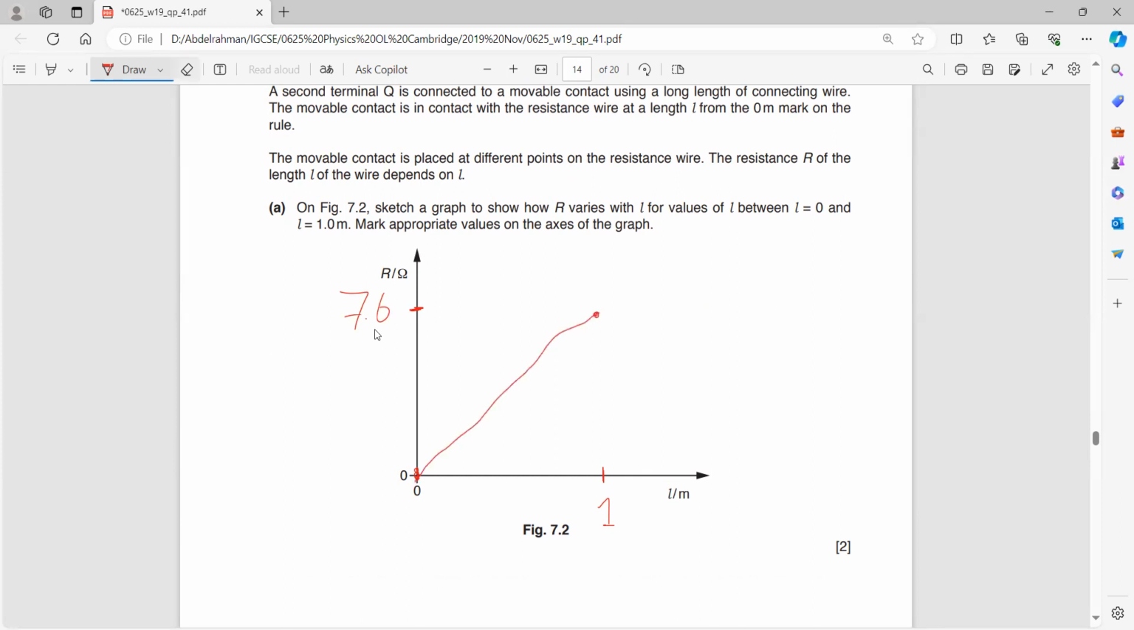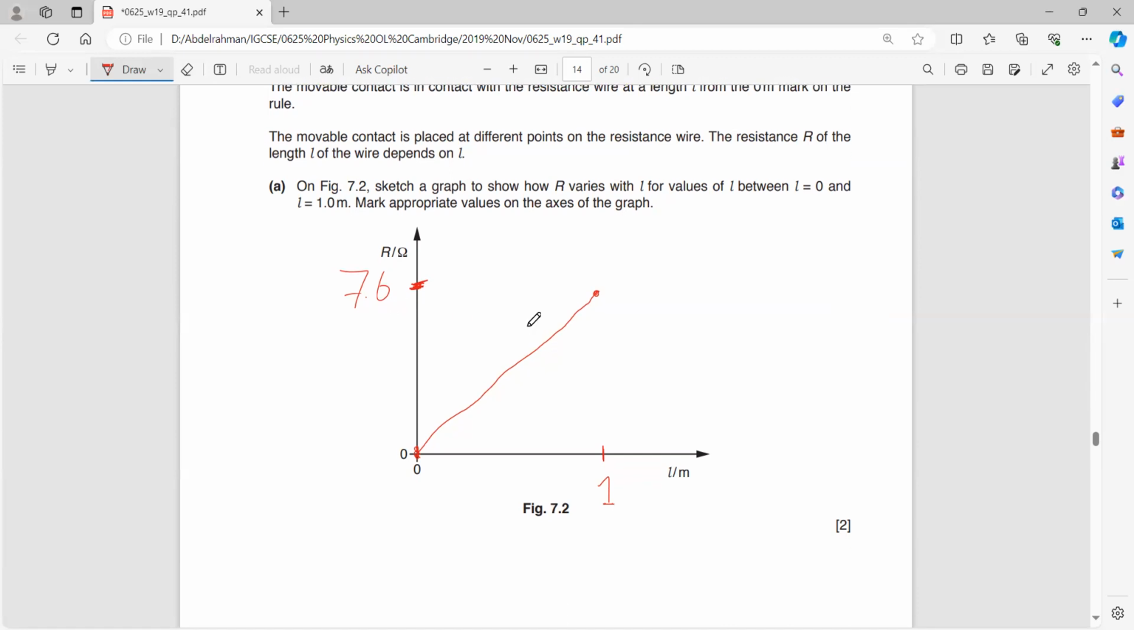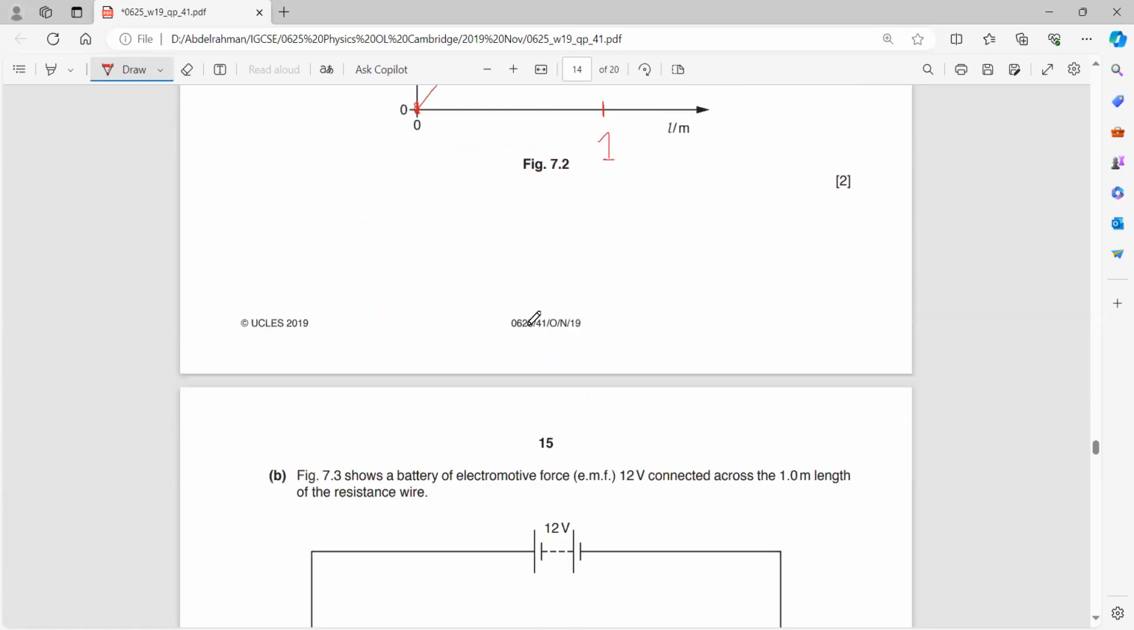The whole point of this question is that I must know it is a directly proportional graph and that it will increase as a straight line. It will start from 0, 0 and at length 1 meter it should reach a resistance of 7.6 ohms. Okay? That was 2 marks, right? Those are the 2 marks.